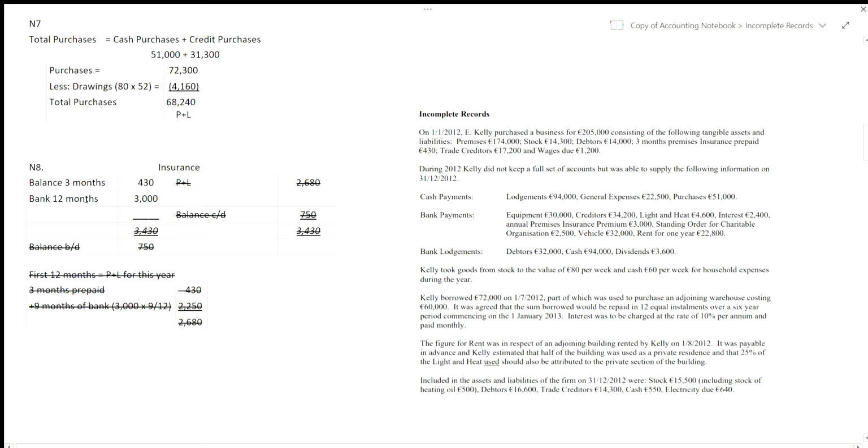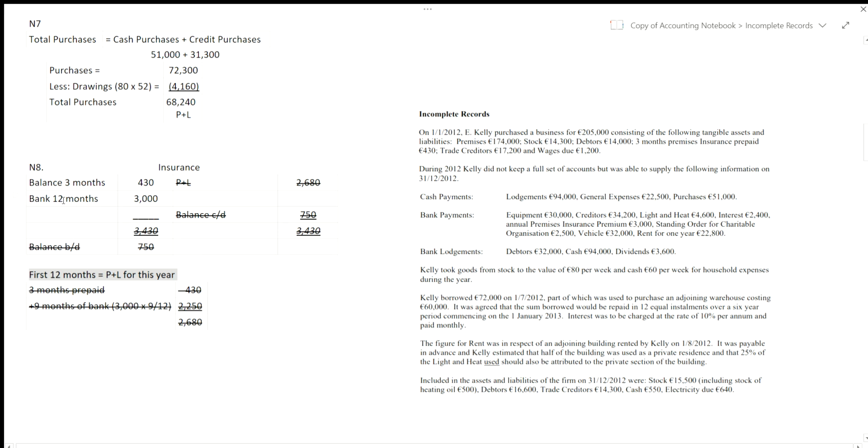But whenever we do this question, and we'll be finding the profit and loss account for E. Kelly at the end of the year, profit and loss is only looking at the year. It's only looking at 12 months. I don't care necessarily about how much I paid for next year. The balance sheet looks at that. But when we're doing the trading profit and loss, we only care about the money that we spent for this year. So 3 months of it is to do with this year.